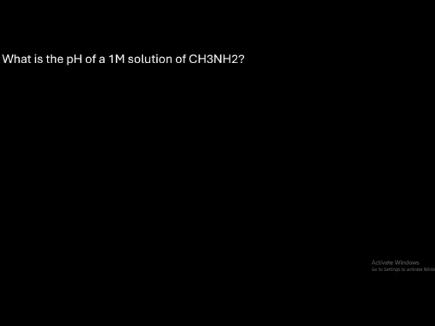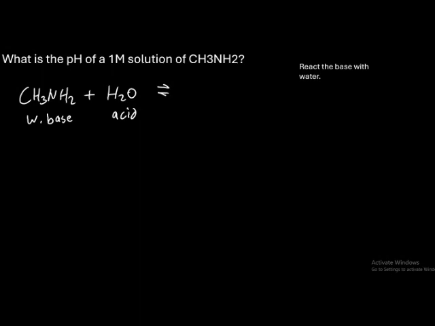In order to get started, let's react this base with water. We'll start with CH3NH2 plus water. We'll use a double arrow to show that it is a weak base. Therefore, water will act as our weak acid. Our weak base will gain an H and go more positive. This will change our weak base to CH3NH3 positive. Our acid must lose one of its H's, and now it will be OH, and it will go more negative for a negative charge.